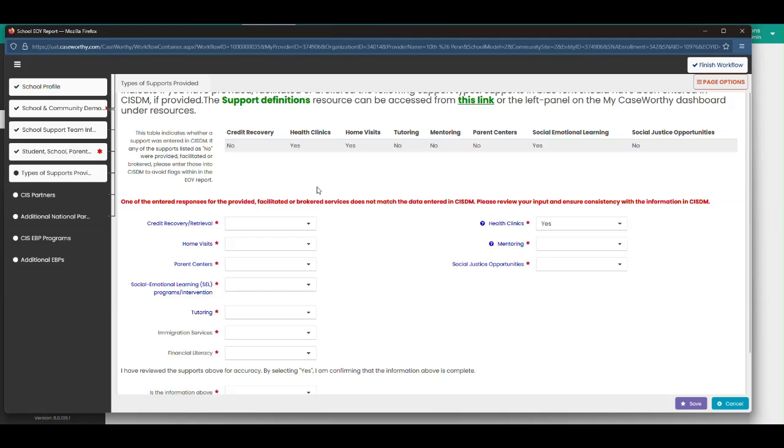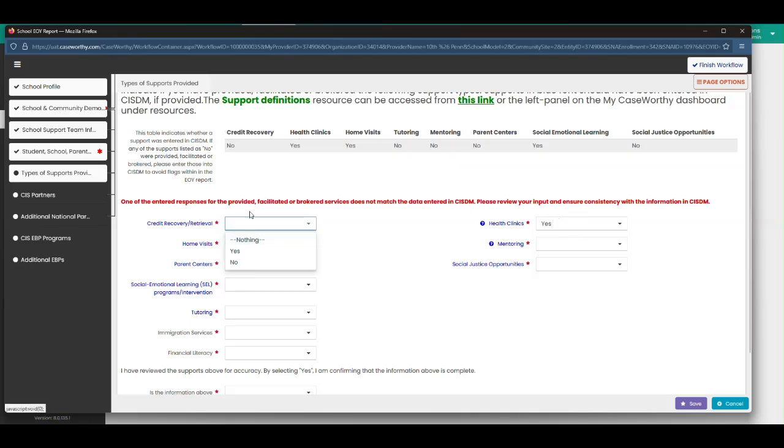Now, if you're looking at this and you're like, I didn't do anything for health, I don't know what's going on there, you're going to want to go into your either Tier 1 report or your Tier 2, 3 support data to figure out what support that was and how it needs to be changed or edited, or whether or not you need to change your answer here on the workflow.